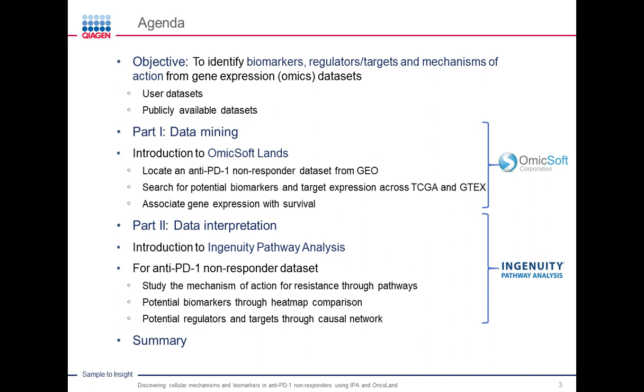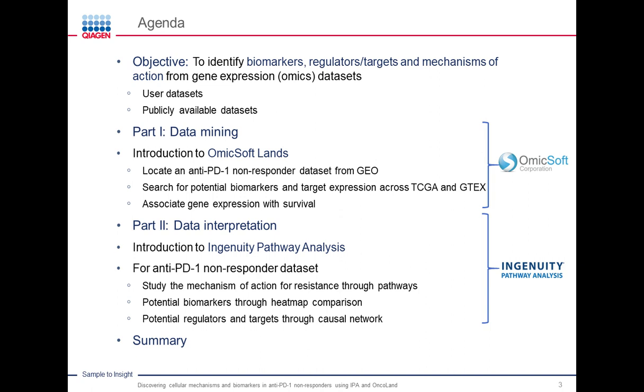In part one of the presentation, we are going to focus on data mining. We're going to do that by using OncoLens from Omicsoft. So I'm going to introduce you to what Omicsoft is and what OncoLens is. Then using OncoLens software, we're going to locate an anti-PD1 non-responder data set. Later on, we're going to study some biomarkers such as UGT1A6 and A3. We're going to study these biomarkers in more detail by exploring curated data from TCGA and GTEx. And then finally, we are going to associate these markers with patient survival.